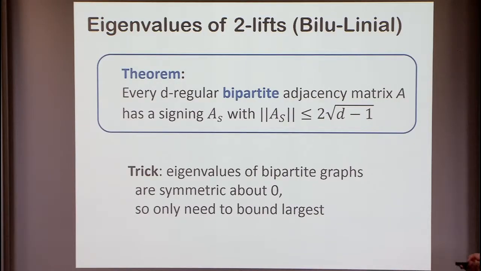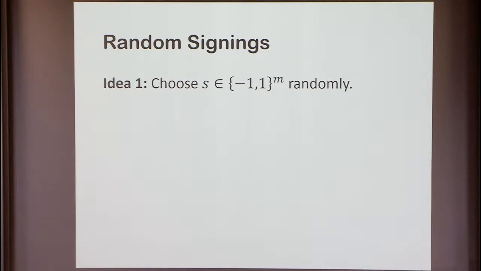Okay, so let me tell you how to prove this theorem. The task is pretty simple. You're given an adjacency matrix. You need to find a signing with small norm. So one natural idea is to choose the signing randomly. Just for every edge, with probability half make it plus 1, probability half make it minus 1.